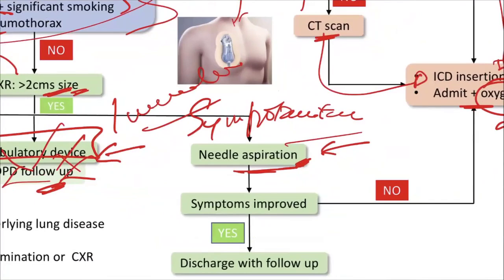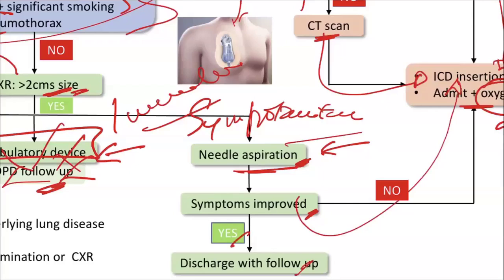In needle aspiration, what will you do? You'll aspirate. You'll keep on aspirating enough air. Then you see whether the patient has improved. If yes, improved, then you can discharge him. If not, then you need to insert an ICD. This is the needle aspiration you are doing.